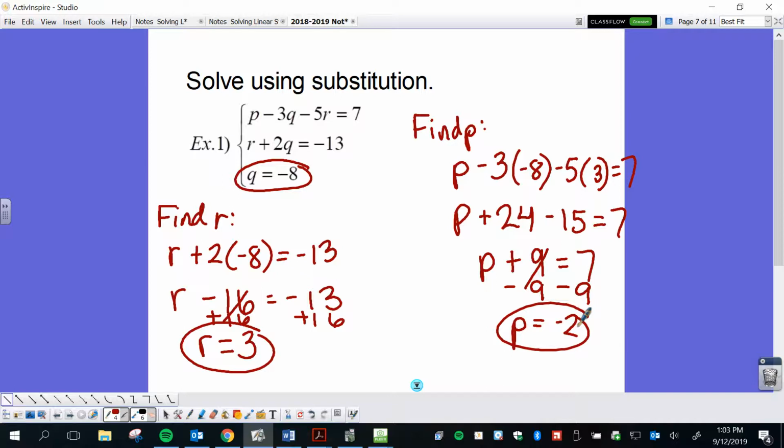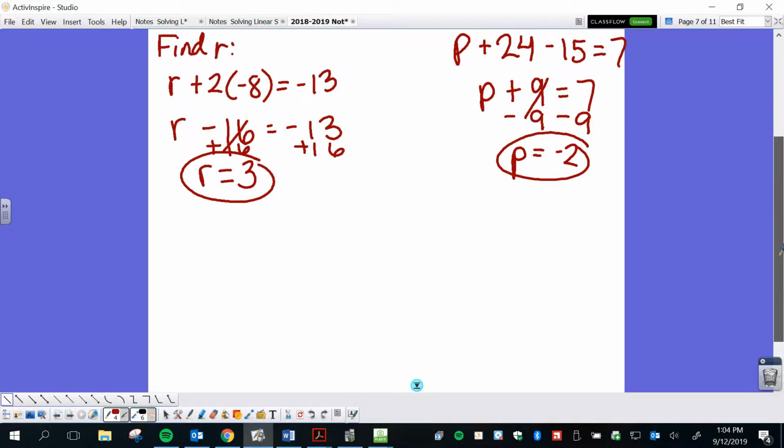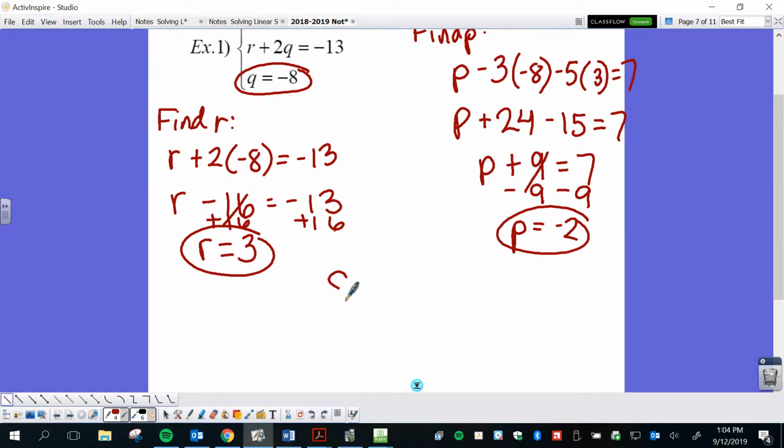Here we go. All right. We have to express our answer as an ordered triple. Okay? Now, we don't have X, Y, and Z. We have different letters. So when you have different letters, you are just going to write your ordered triple in alphabetical order. So you got to sing the alphabet in your head if you need to. What letter comes first in all of that? P. So P comes first, -2.